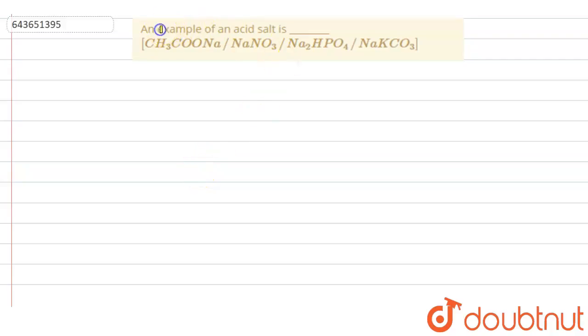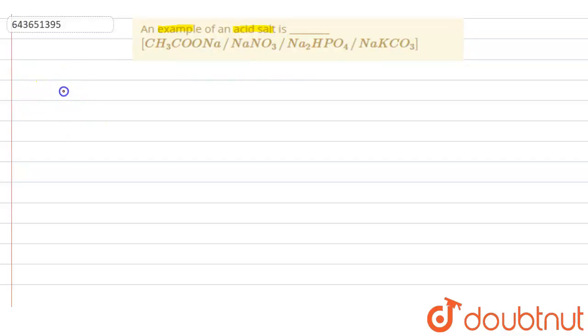Hello everyone, let us solve this question. The question says that an example of an acid salt is dash: CH3COONa, NaNO3, Na2HPO4, NaKCO3. So in this question, we have to give an example of acid salt and four options are given.